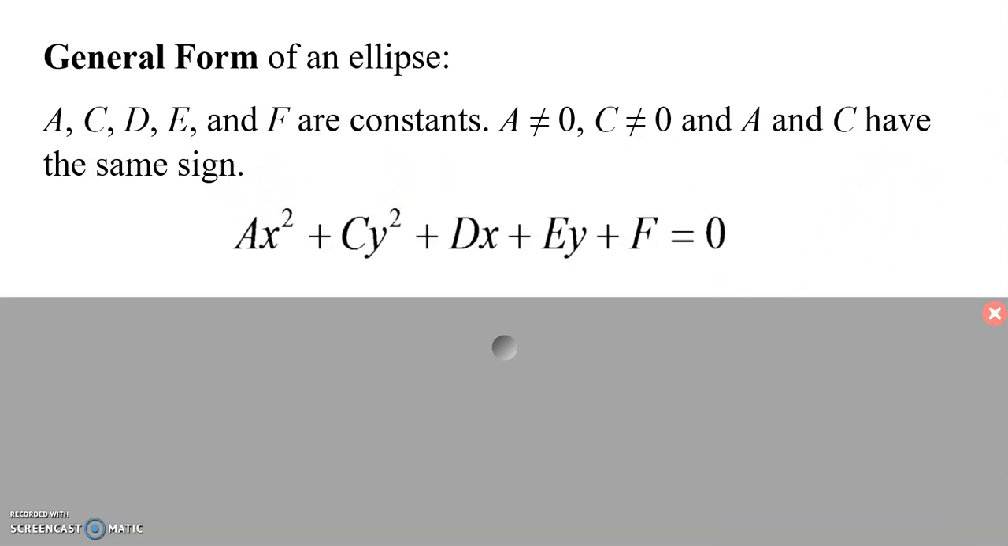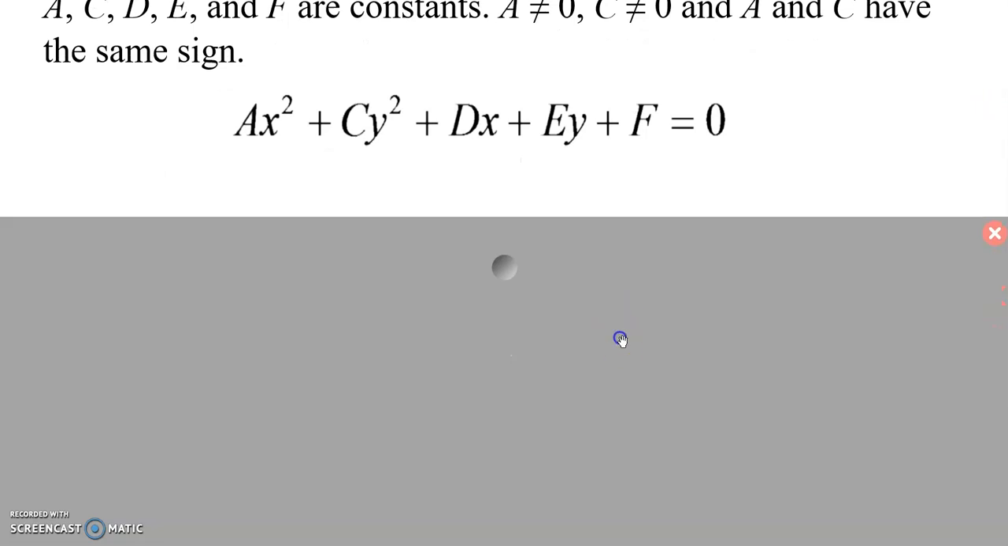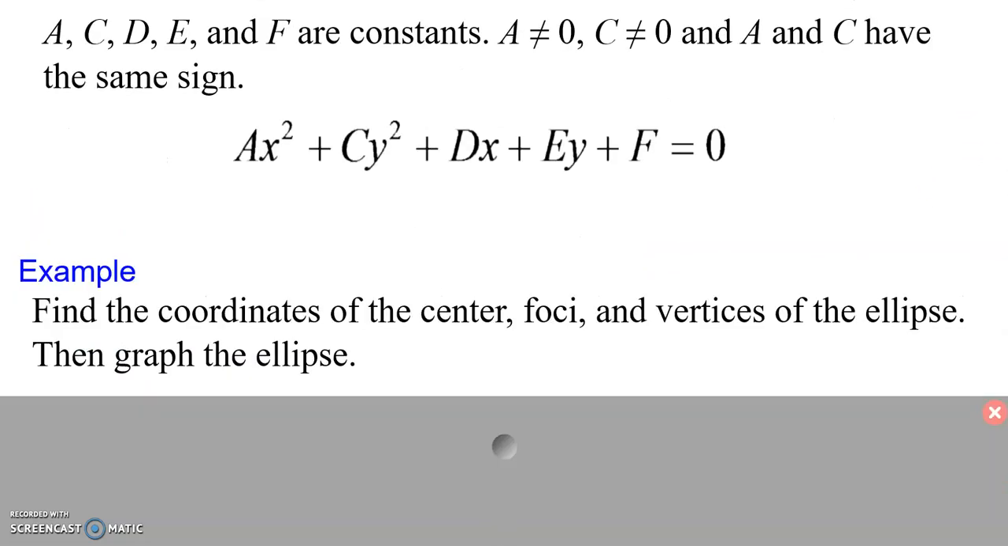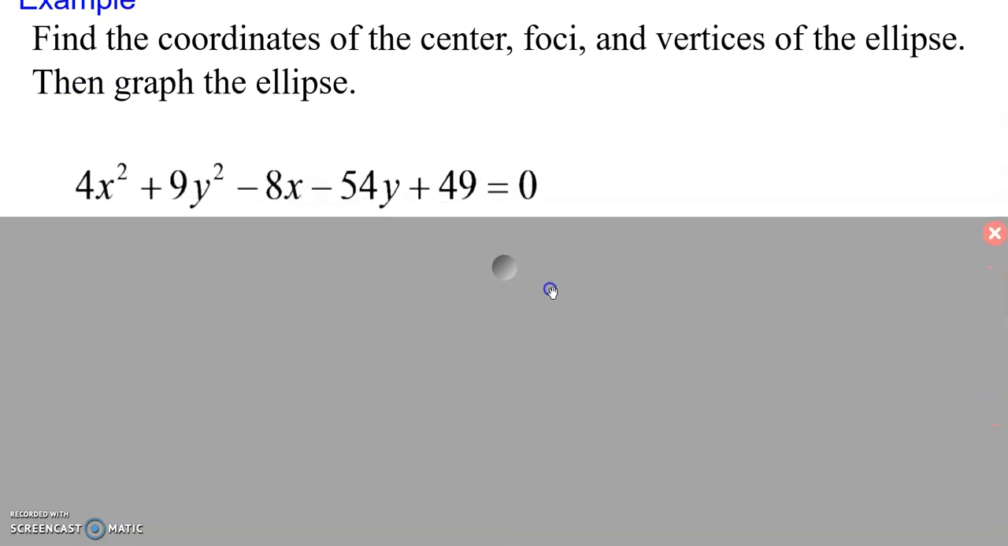So what we're going to look at is how to take an equation that's in general form and write it in standard form, and then find all the parts and graph it. So here's an ellipse in general form. You can see that this is the value of a and this is the value of c, and you can see that they are not 0 and they are both positive, and that's how I know it's going to be an ellipse.